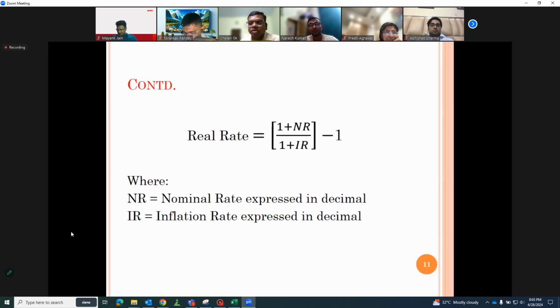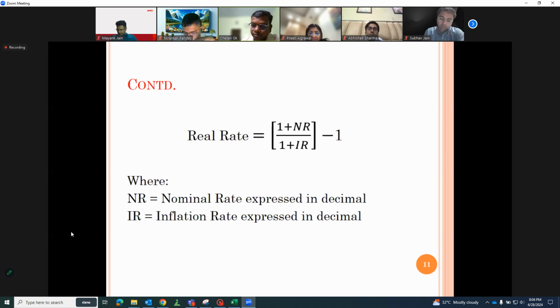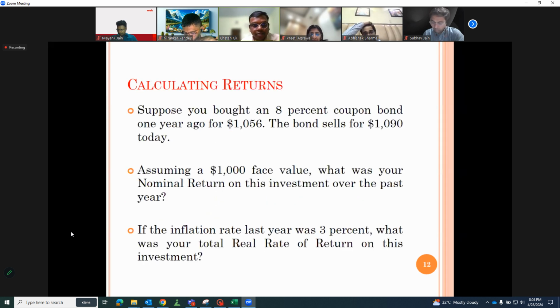Okay, how to compute this real rate of return? Real rate of return is equal to (1 plus NR) divided by (1 plus IR) minus 1. Fine. So what is NR here? The nominal rate expressed in decimal terms. And IR is the inflation rate expressed in decimal terms. Okay, you get to have this information. So, calculating the return.